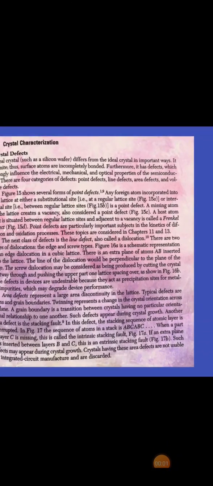Today we discuss what is meant by crystal characterization. What are crystal defects? A real crystal, such as a silicon wafer, differs from the ideal crystal in important ways. It is finite, the surface atoms are incompletely bonded, furthermore, it has defects which strongly influence the electrical, mechanical, and optical properties of the semiconductor. There are four categories of defects: point defects, line defects, area defects, and volume defects.